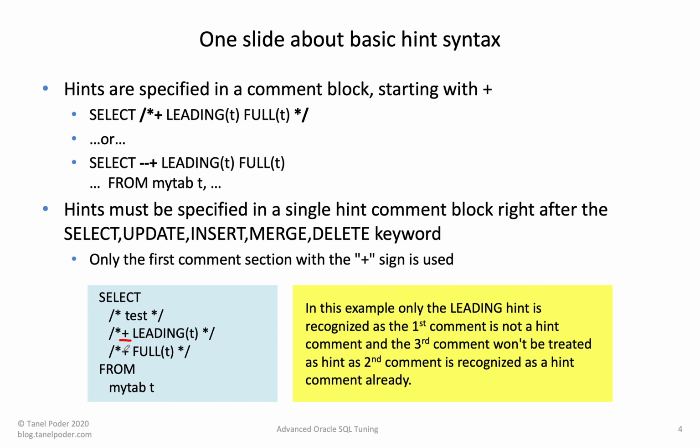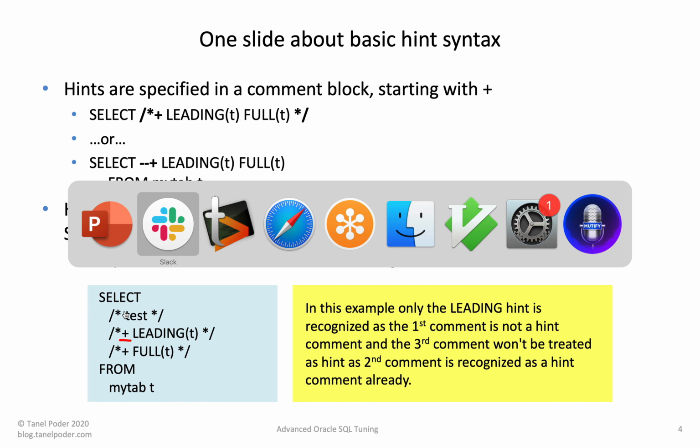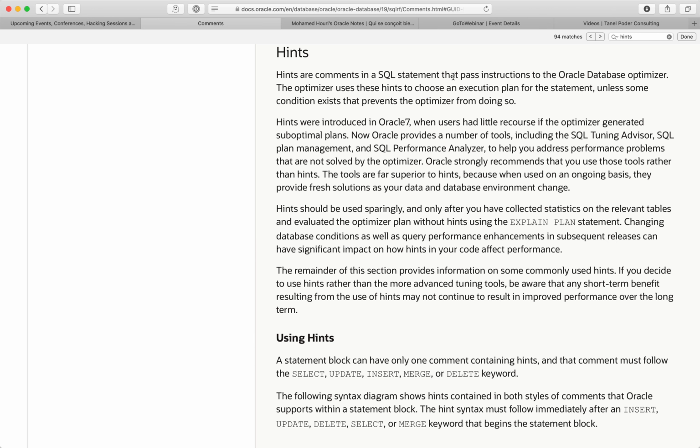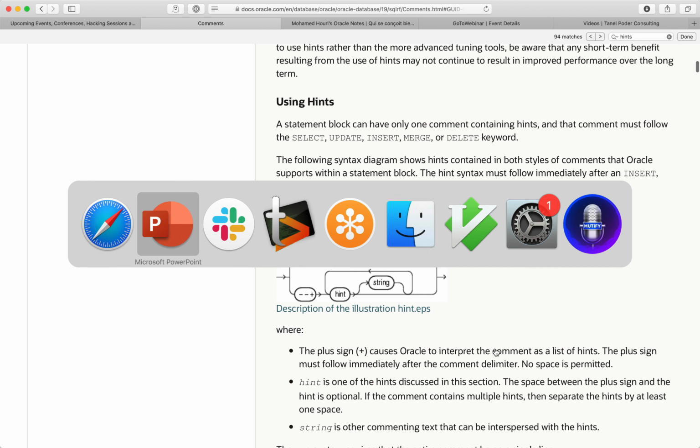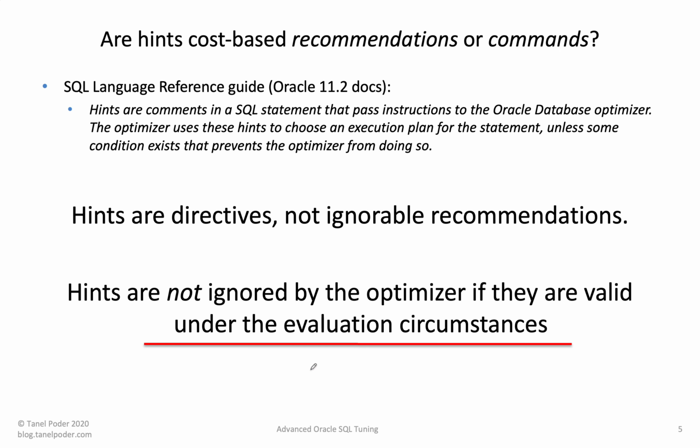So how you shape your comments and query blocks matters, right? Let's see what the documentation says. Okay, so a statement block can only have one comment block containing hints. So if you need to apply five hints, you have to put them all into the same comment block, right? So that's the basics.